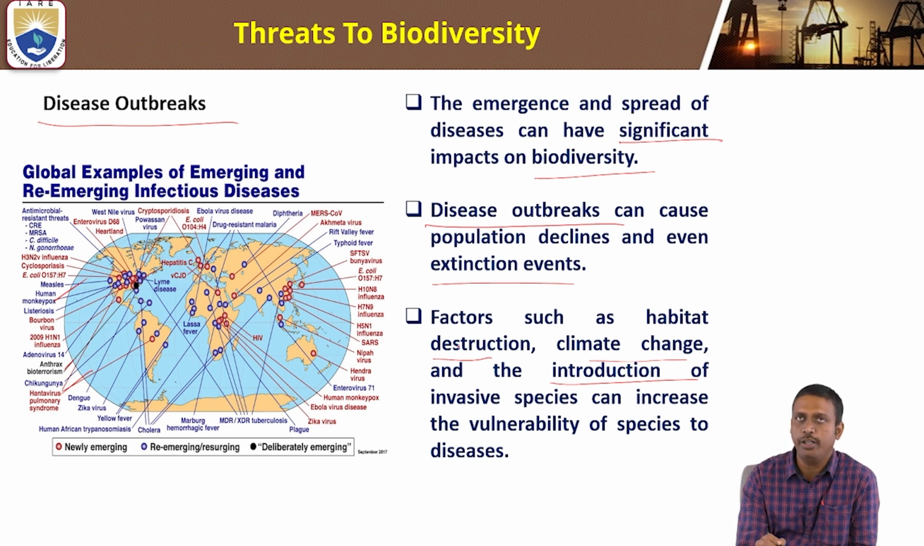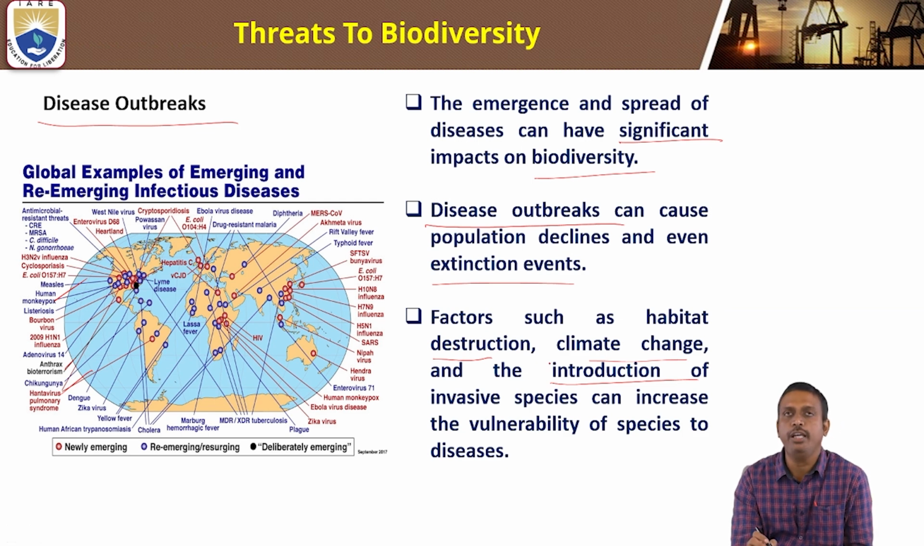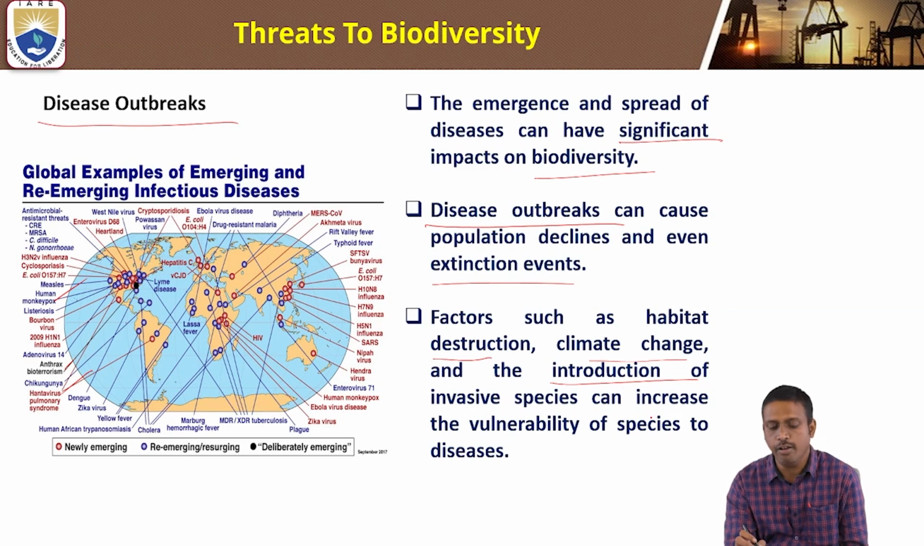The emergence and spread of diseases can have a significant impact on biodiversity. Disease outbreaks can cause population declines and even extinction events. Factors such as habitat destruction, climate change, and introduction of invasive species can increase the vulnerability of species.